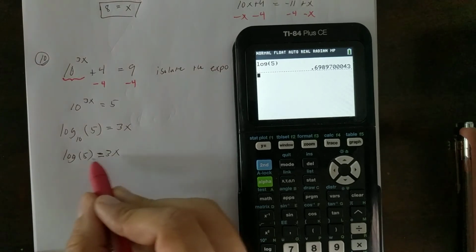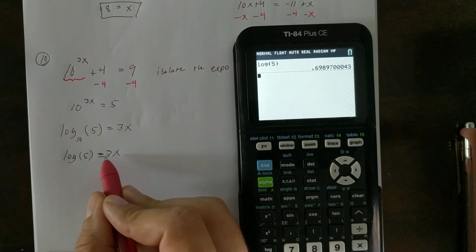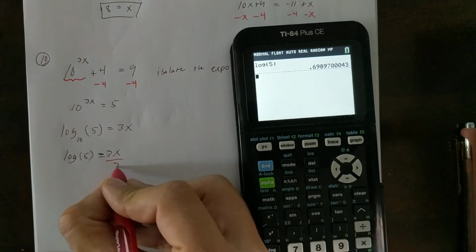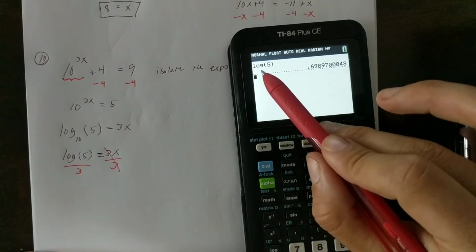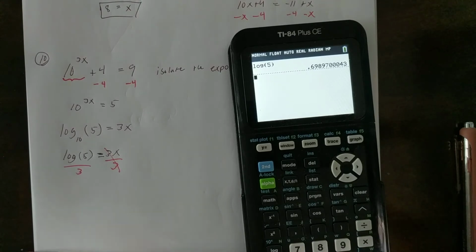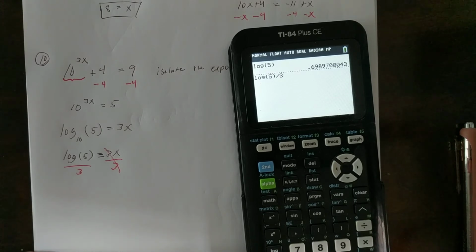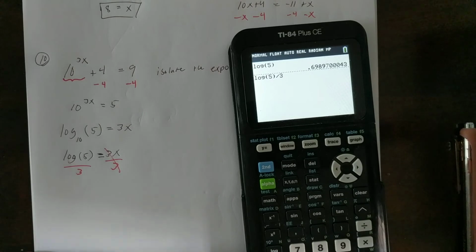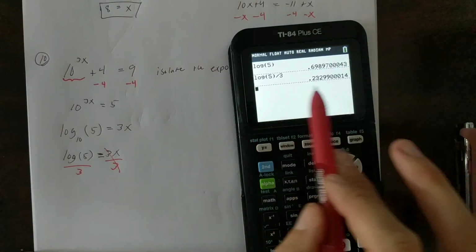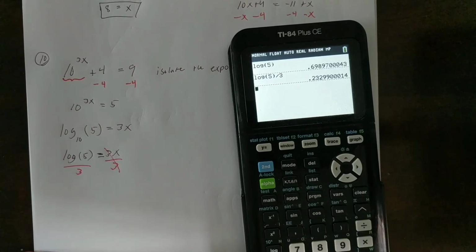But I'm not finished solving, obviously, because this is a 3x. So to get rid of the 3, I'm going to divide now by 3. And so I'm doing my log of 5 divided by 3. So I can either say, well, log of 5, close parentheses, then divide by 3. That works. Or I could have just hit divide by 3 and taken this decimal and divided it by 3. Either one is totally fine. So this is good. And so here's my answer for x.